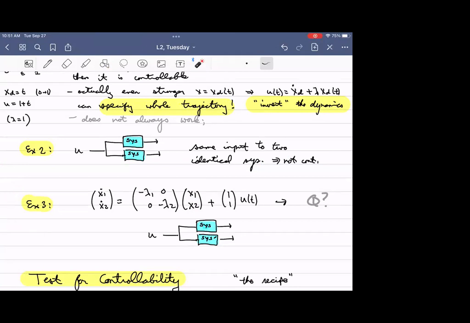So we've gone through a fairly painful test to try to figure out, is this controllable? And so one of the next questions to ask is, is there an easier way to answer this question about whether it's controllable without having to be clever and go through a lot of calculus?